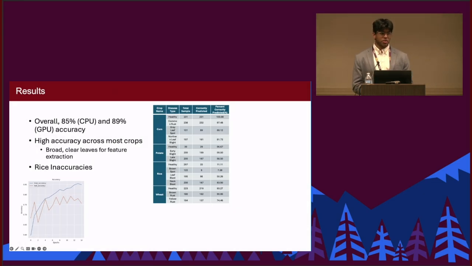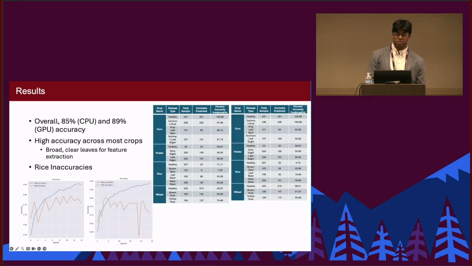Now to get into the results. Overall, our CPU trained model was run for 15 epochs and proved to have an accuracy of 85%. And then our GPU trained model was run for 25 epochs because it was trained faster. We could run it for more epochs and had a final accuracy of 89% across the board.